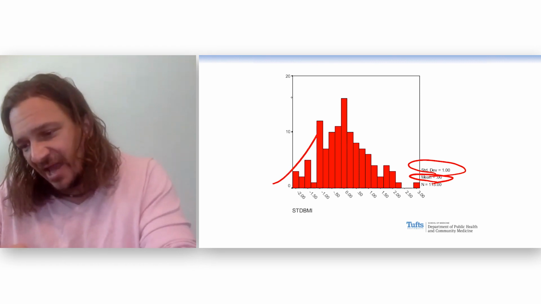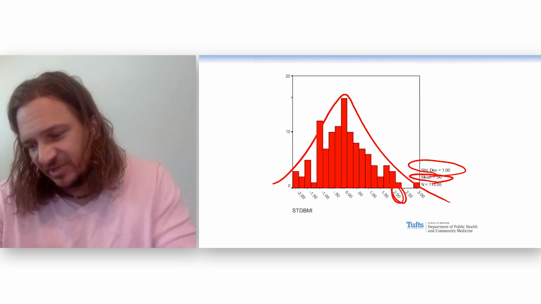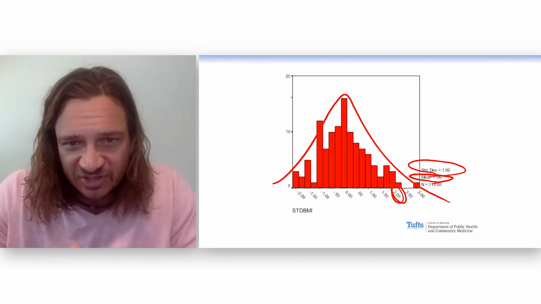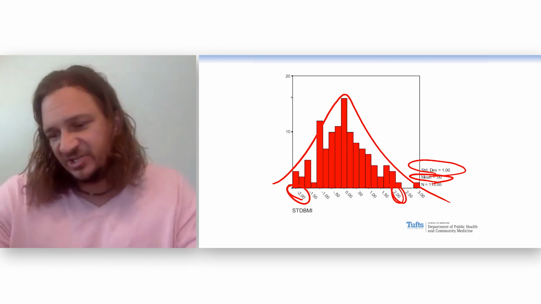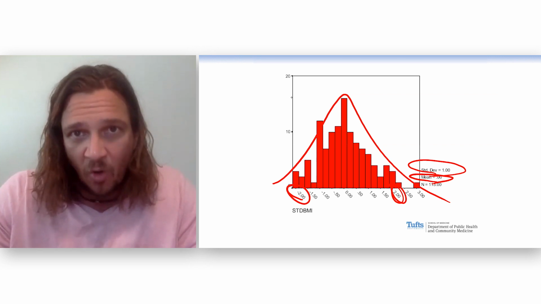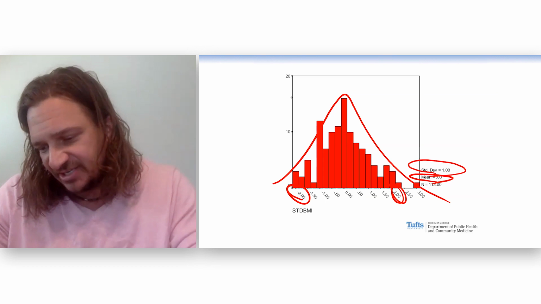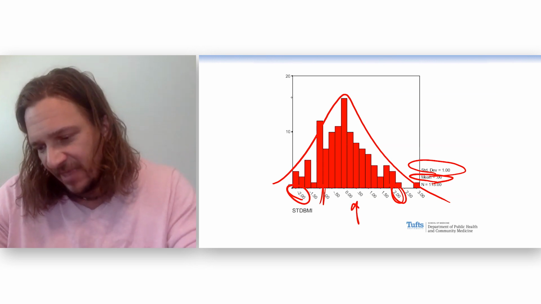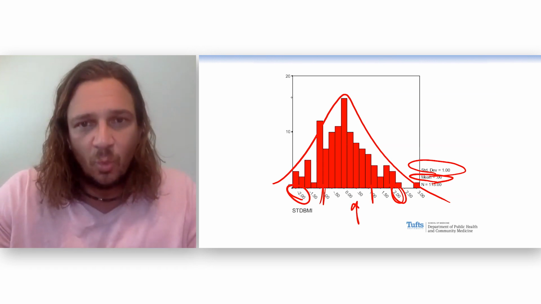And when I look at it, I can sort of see this person is 2 standard deviations above the mean. This person is 2 standard deviations below the mean. You'll see this idea of standardization all the time, where the distribution is set so the mean is 0, and then the standard deviation is 1.